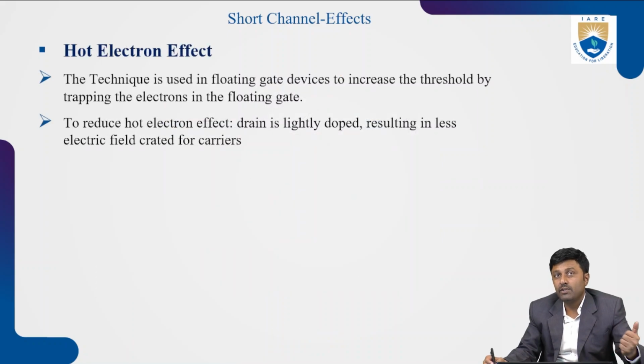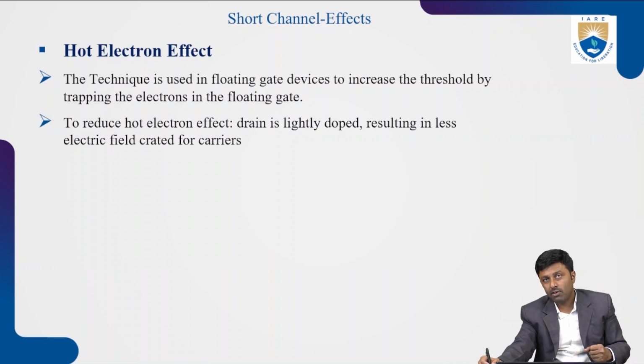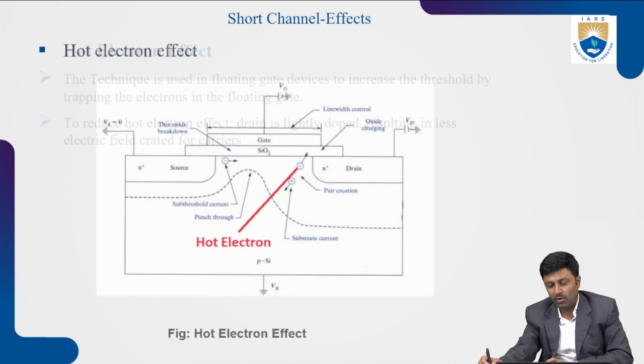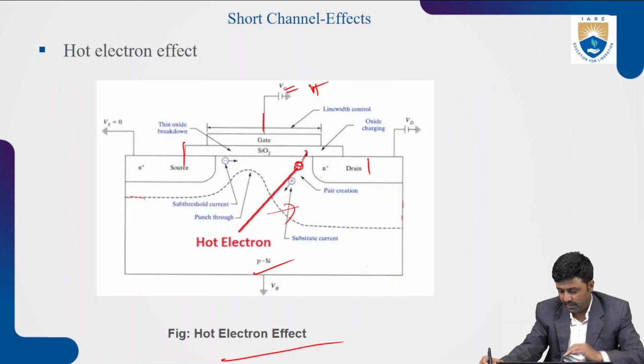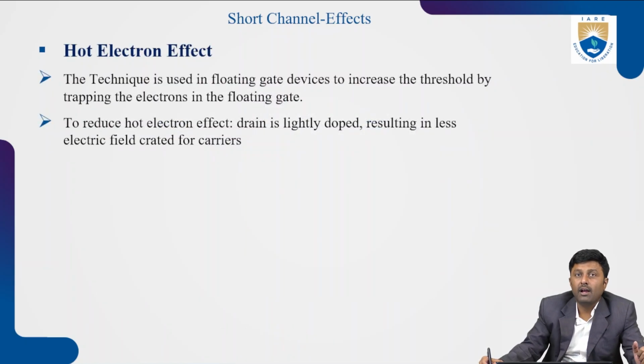The technique used in floating gate devices to increase the threshold is trapping the electrons in the floating gate. So this hot electron effect can be used here. To reduce the hot electron effect, the drain is lightly doped, resulting in less electric field created for the carrier. To avoid this hot electron effect, the drain is lightly doped. CMOS inverter.